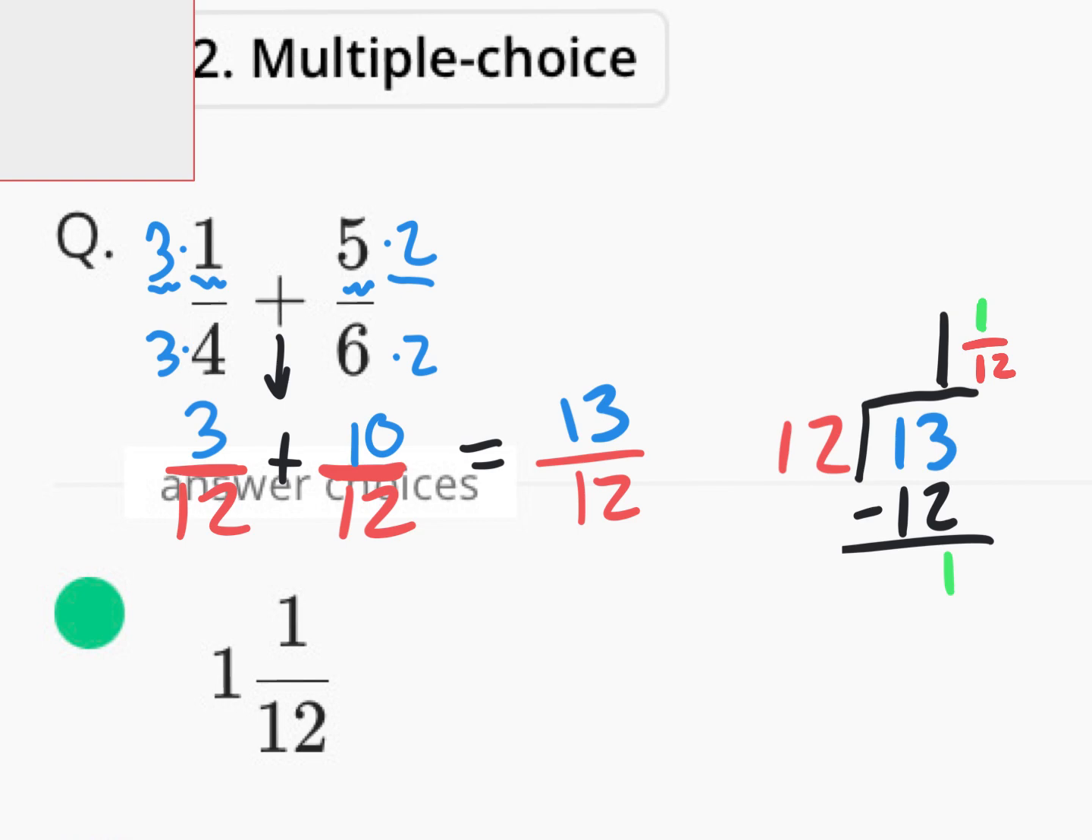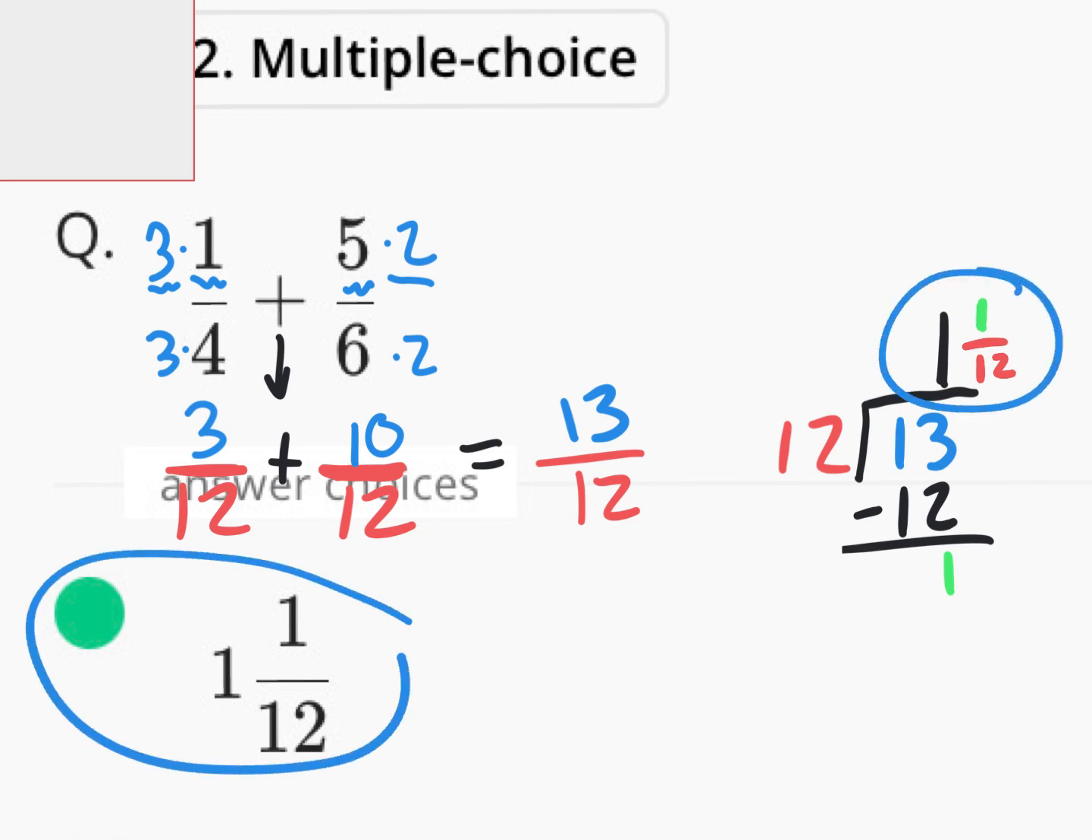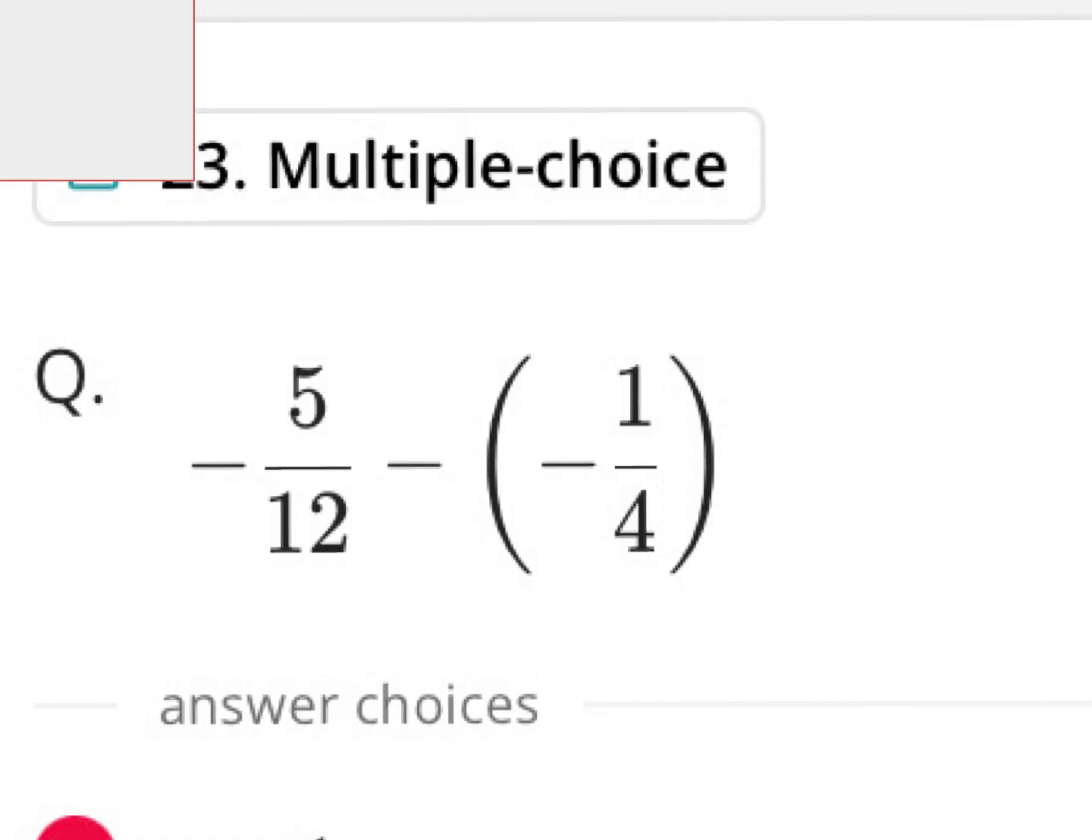So your answer is 1 and 1/12. And that's exactly what is in green right there on the multiple choice, 1 and 1/12.